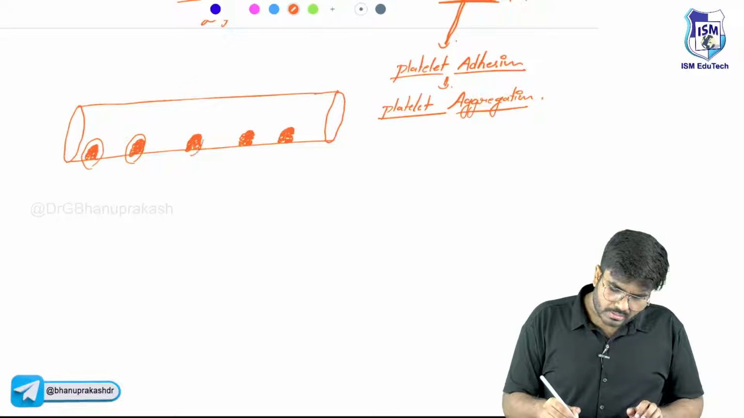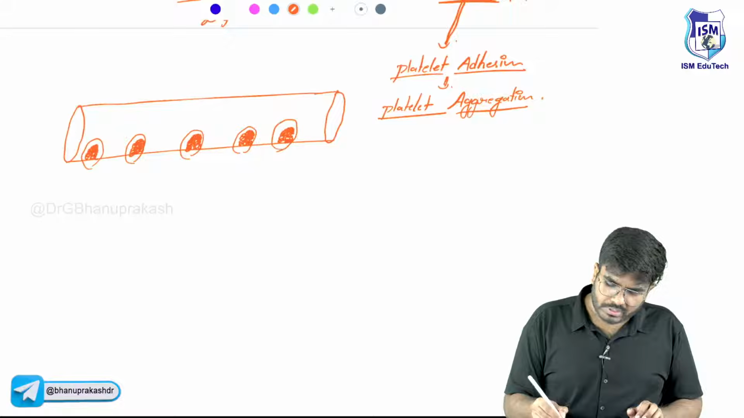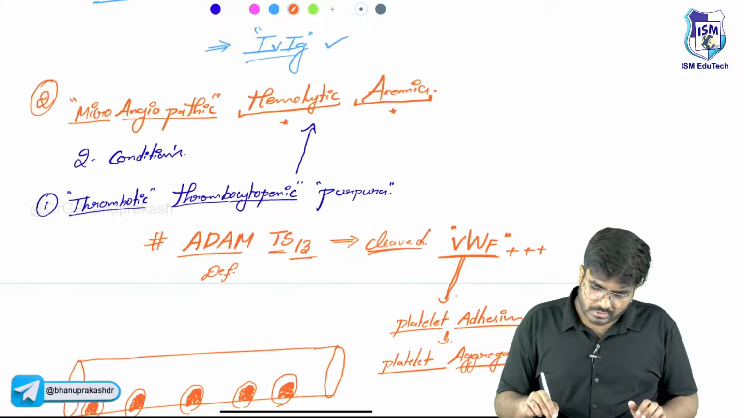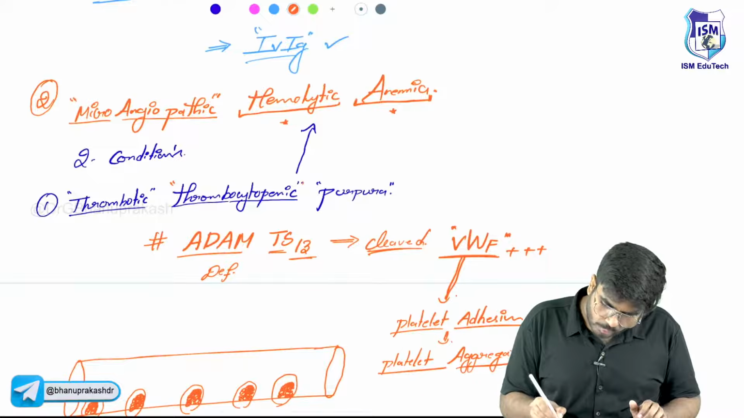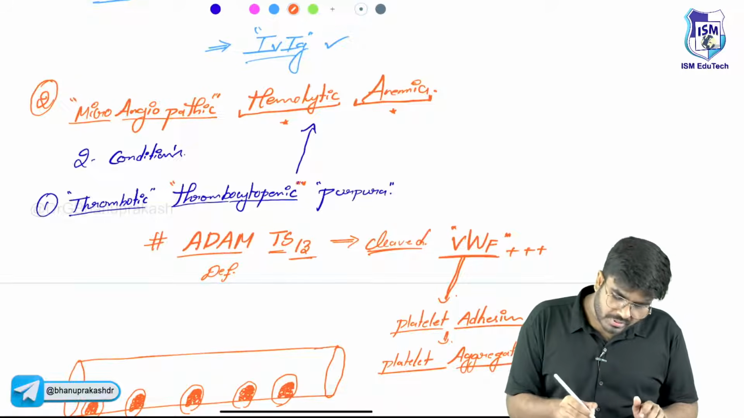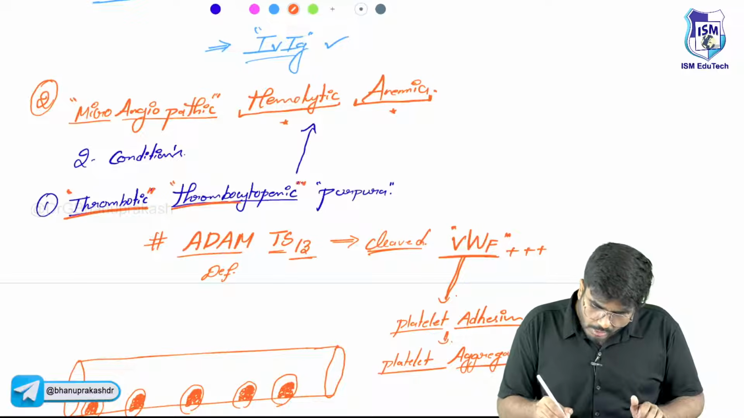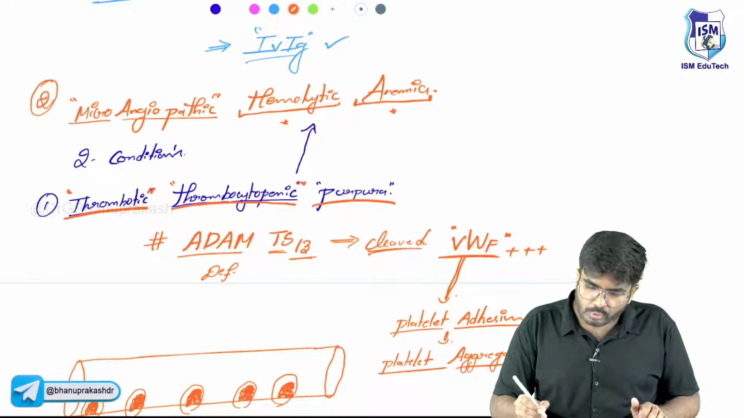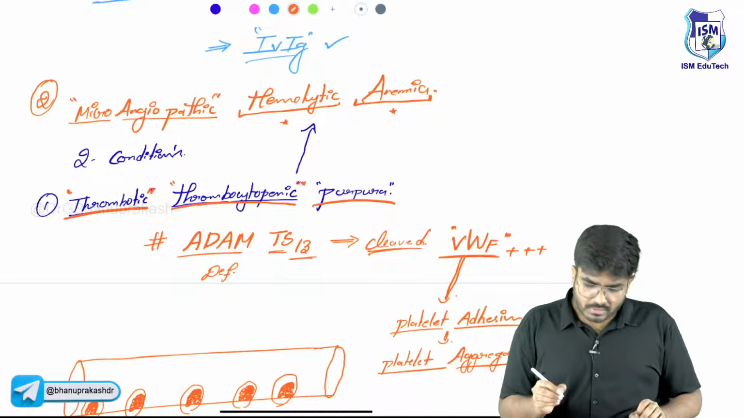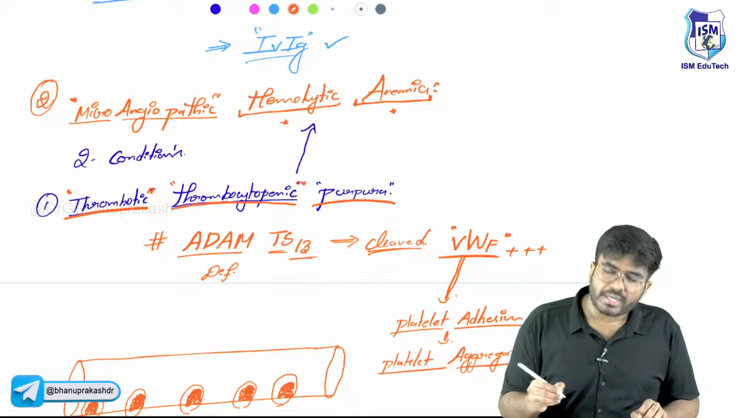this thrombi. So what happened to the total platelet count? The platelet count is going to go down. So that's what is causing the thrombocytopenia. Okay, why thrombocytopenia? Because of this thrombosis. So thrombosis leading to thrombocytopenia. So then what about this microangiopathic hemolytic anemia, sir?